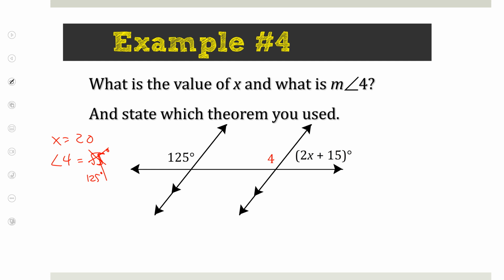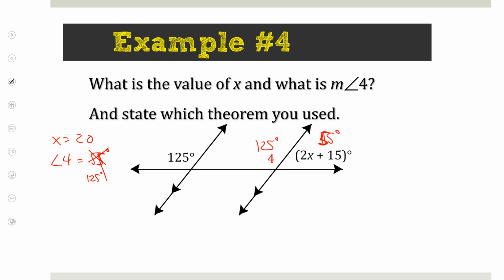I knew that the 125 was equal to angle 4. Good. Okay, so right away you got this first. Then what? And then I subtracted 125 from 180, which I got 55, and then I set 2x plus 15 equal to 55.